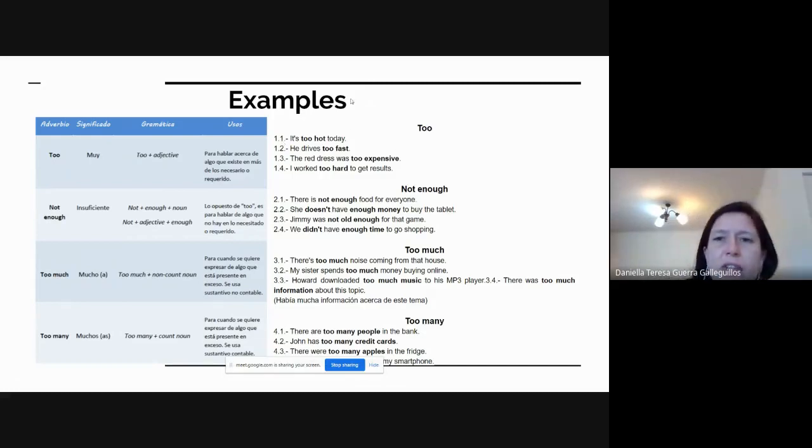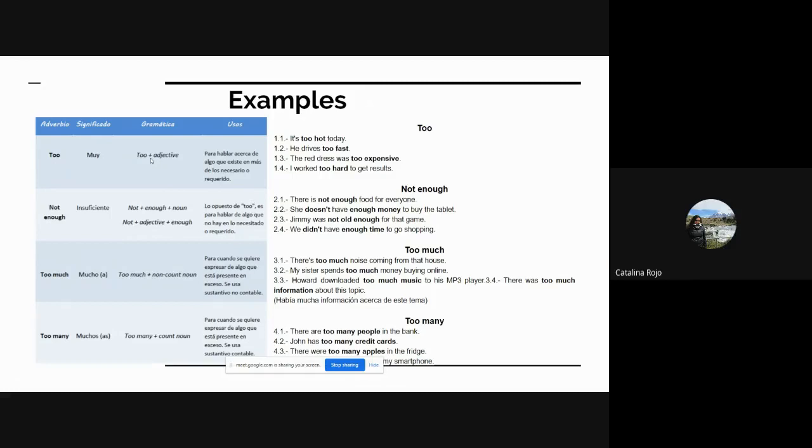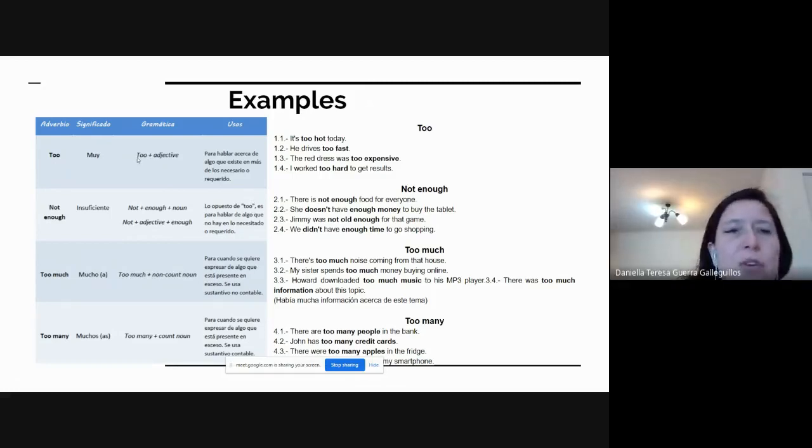Do you understand the use of the adjective next to too? Yes, very good. So you can use too with an adjective. And those are the examples. Excellent. Thank you. Javiera, can you read not enough?